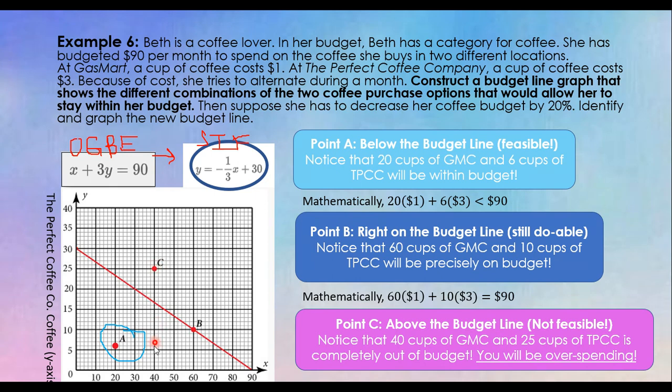So this point right here is at $40 on the x-axis. So she's drinking 40 cups of Gas Market coffee and 25 cups of Perfect Coffee Co. That's way too many. She's spending way more. She's overspending. She's not in her budget anymore, which means somewhere else in her budget, she's going to have to cut back, if she was really, really specific on her budget. Or she might be putting less into savings that month. So mathematically, 20 times 1 plus 6 times 3 is over $90. So she's, pardon me, over budget, right? This isn't too bad. It really ain't.